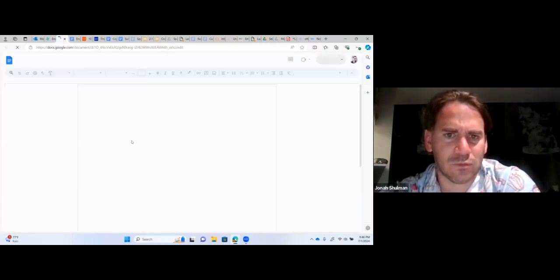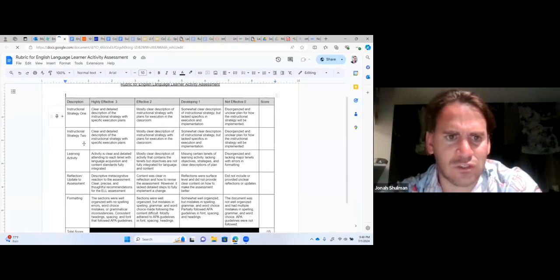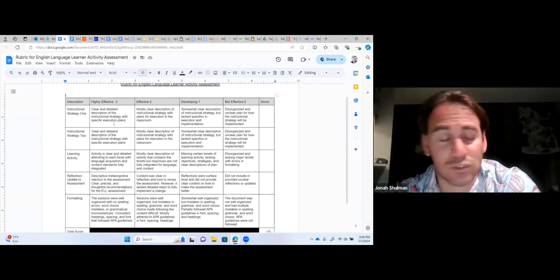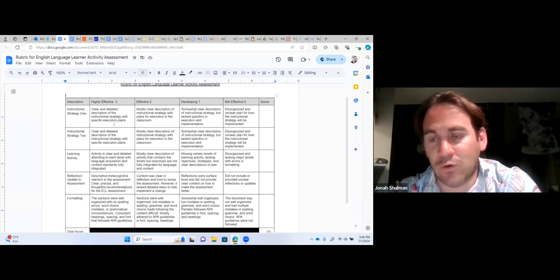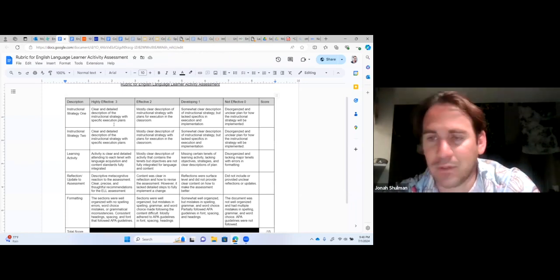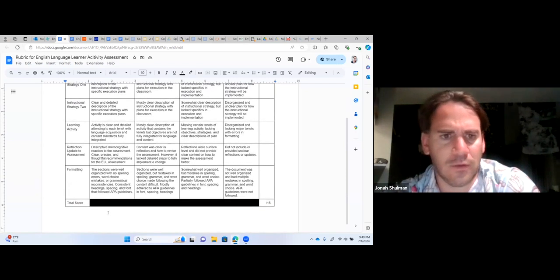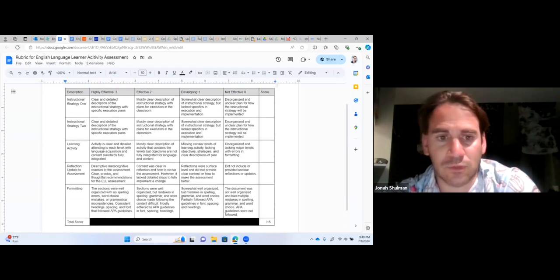So here is the rubric. This one is 15. You need two instructional strategies, one and two, clear and detailed. What's the execution plan? So what strategies you're using, vocabulary list, different language tests, talk wall type. How are you going to help teach it? The learning activity, reflection, and formatting. It's much like all the other rubrics.